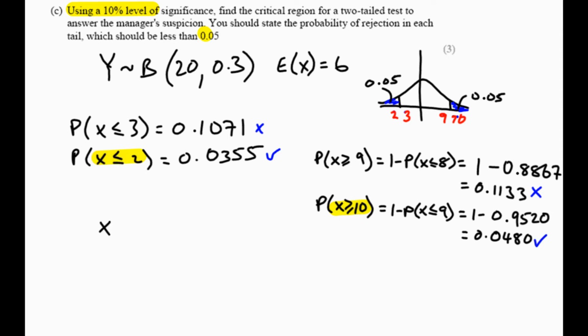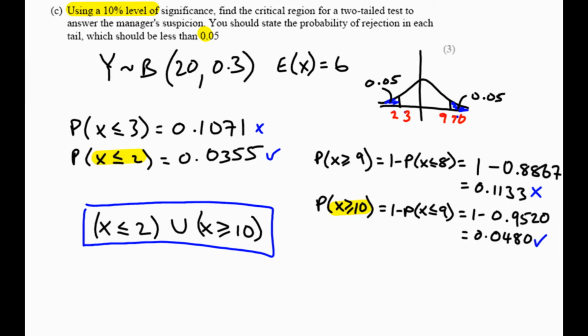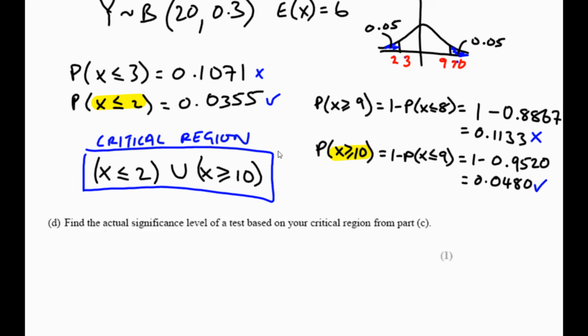All right, so x is less than or equal to 2, or x is greater than or equal to 10. These are the two ways that I will reject H0, and I'm going to put the union symbol in the middle, just to show that actually it could be either of these two for my critical region. Okay, let's just box that off as the critical region.